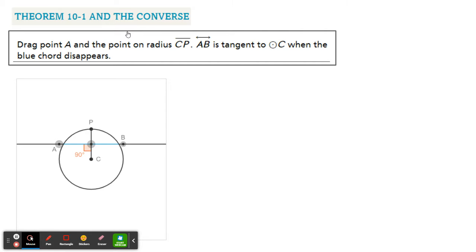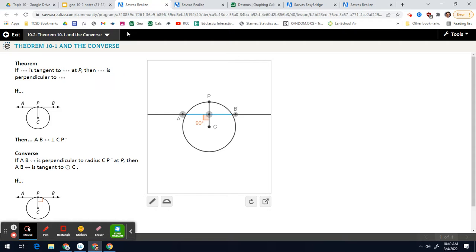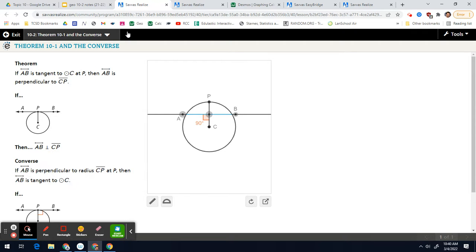So we're going to go here. It says drag point A and the point on the radius, CP. AB is tangent to circle C when the blue chord disappears, right? So if I drag A and the point on here, and let's drag A. And that blue line disappears, right? So it's chord, chord, chord, and now we're tangent.